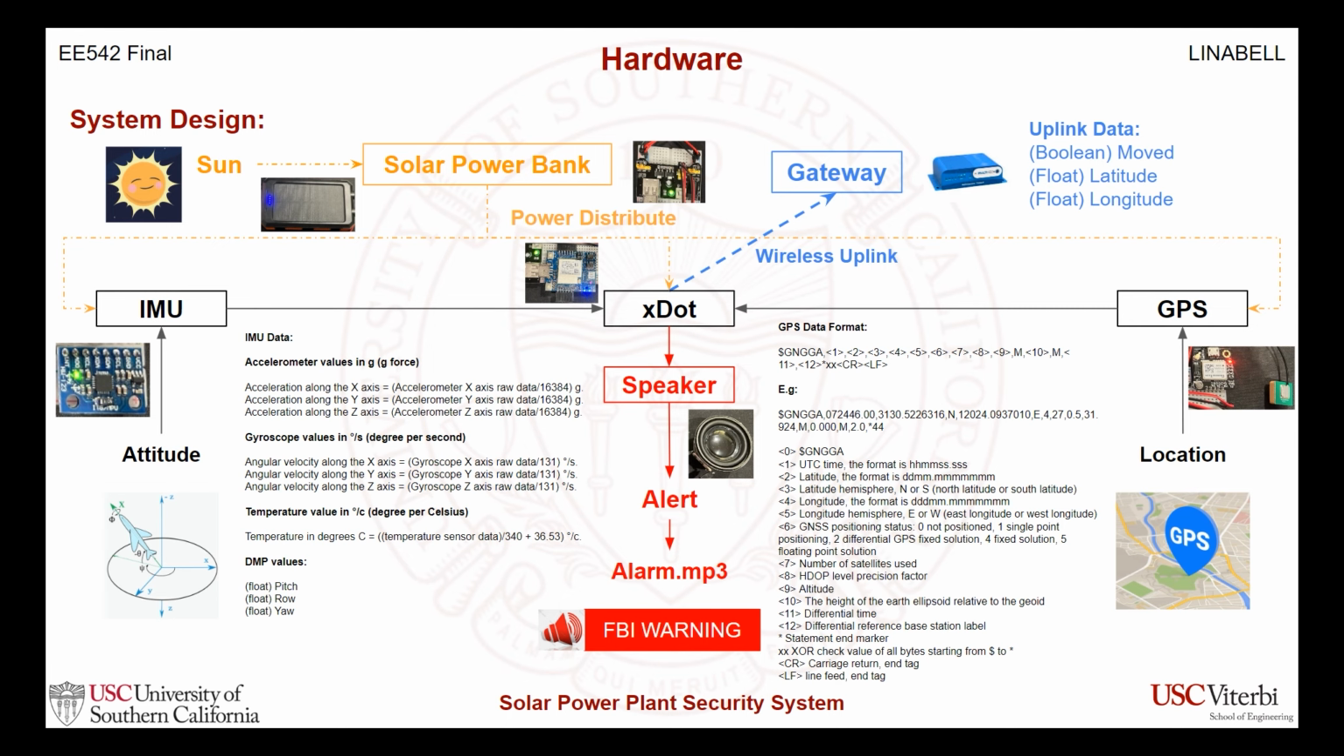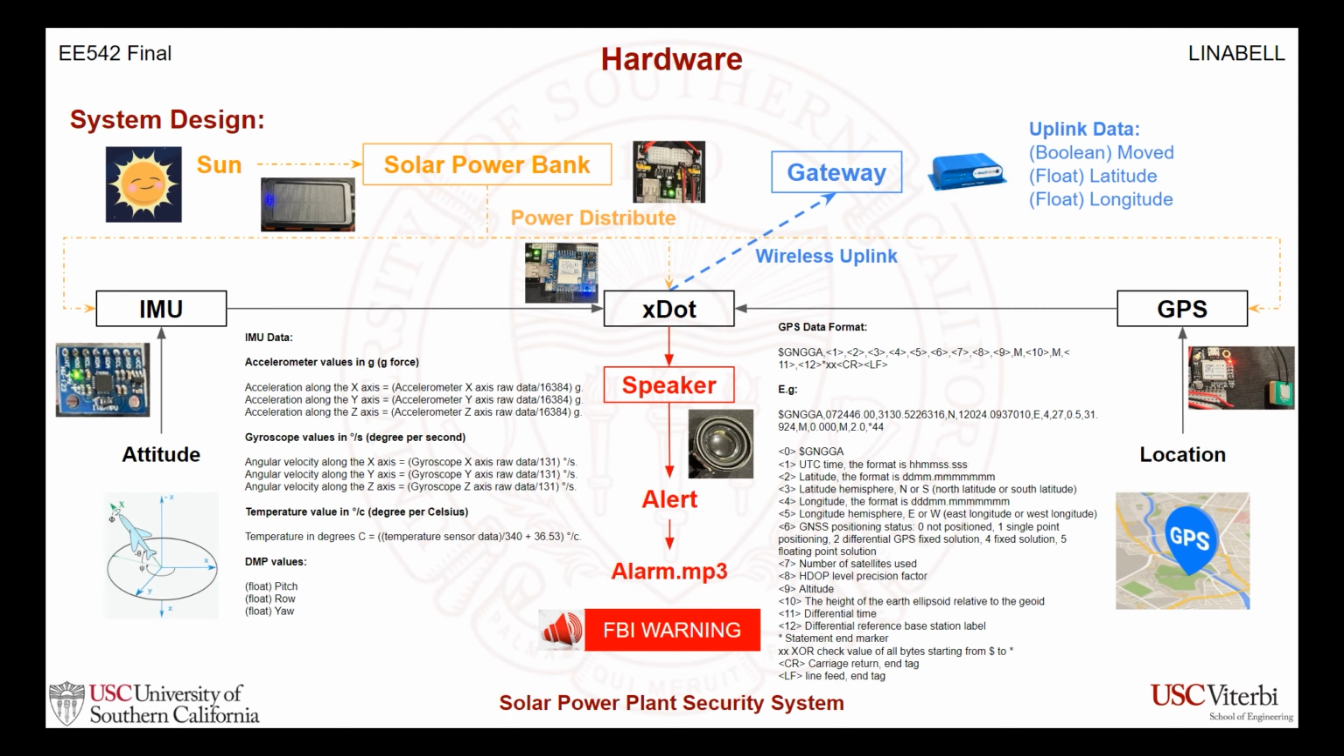The xDot in the middle serves as the pivot for all other parts, since the hardware will be installed firmly on the solar panel and the battery. The xDot can be powered by the solar power plant system.